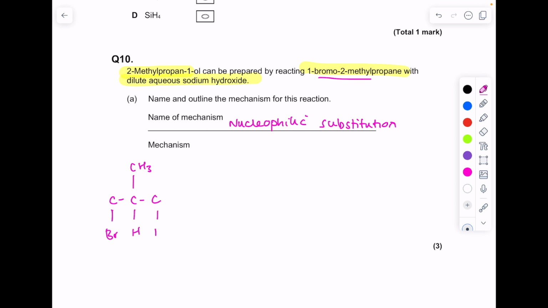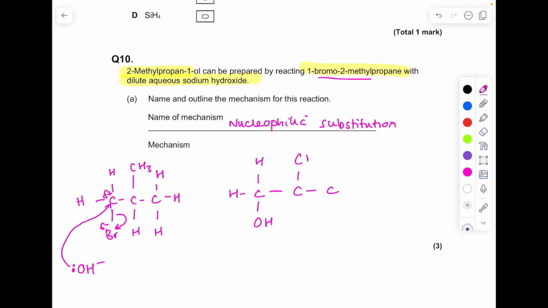I'm going to complete my hydrogens. Now I'm going to draw my nucleophile, the OH-. There's the lone pair. There's my slightly positive carbon, slightly negative bromine. We know the lone pair will attack the slightly positive carbon, causing the breakage of this bond. The hydroxide adds itself. The rest of the molecule remains unchanged. And we're left with a Br-.